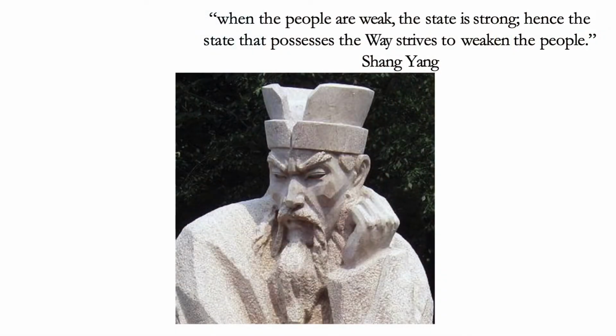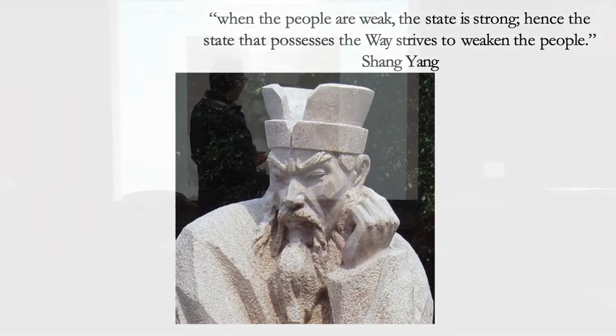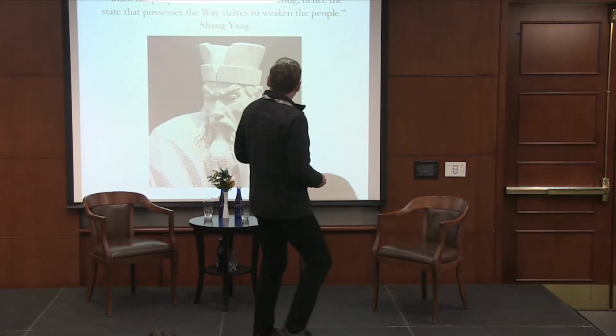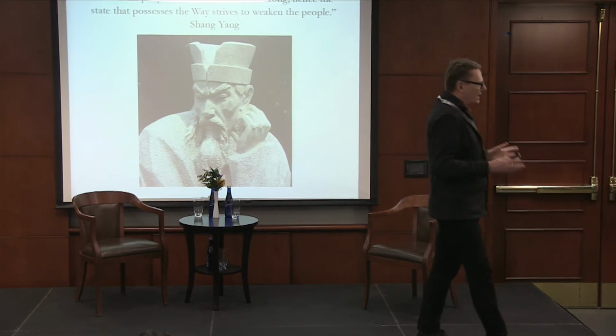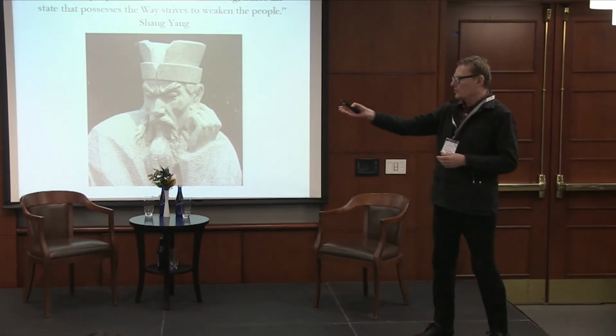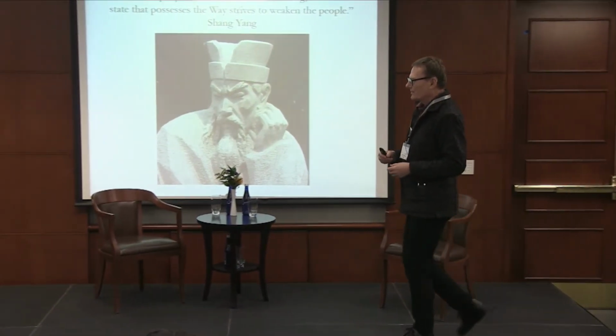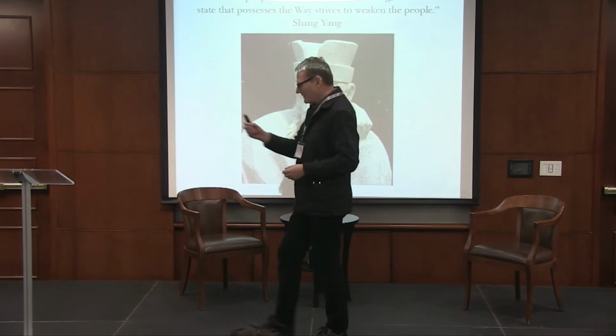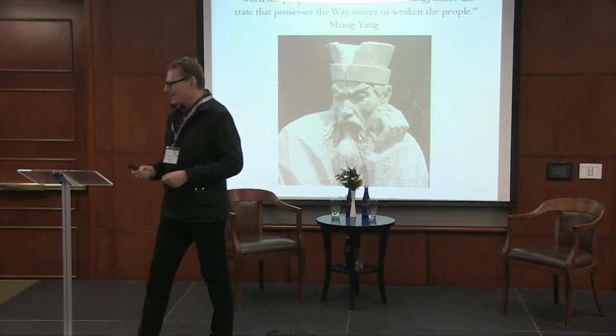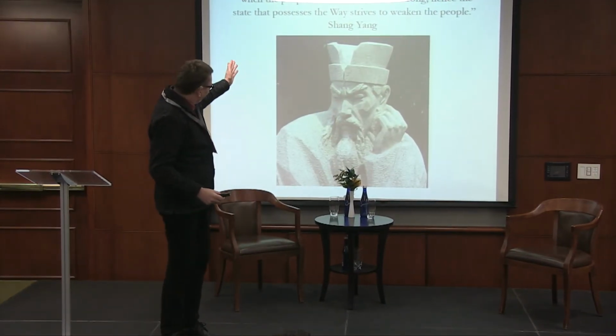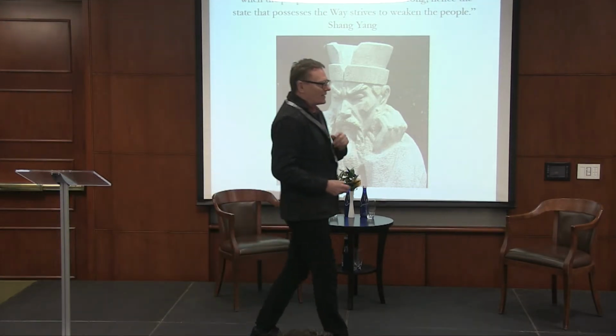Here's one of the intellectual founders of that model. He's called Shang, or Lord Shang, and here's a fragment of his surviving writings. When the people are weak, the state is strong. Hence, the state that possesses the way, I guess that's the topic for your conference next year, right? The way. You can invite Michael Pruitt, he's very good on that. The state that possesses the way strives to weaken the people.